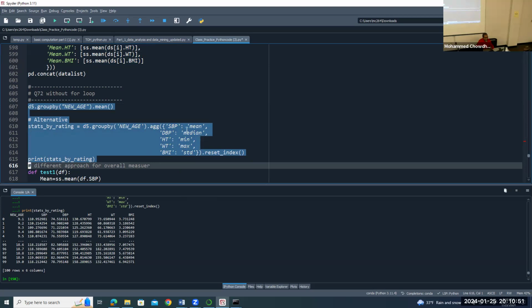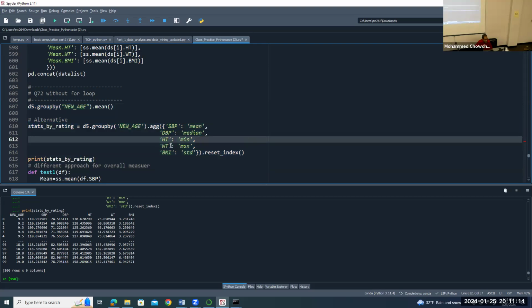So there is an aggregate function I put. You can also alternatively use just these things, but you have to use the group by. D5 is the data, and you group by new age, and then you find the aggregate, and then you find the mean, median, minimum, maximum, all of these things, you will get this. Okay, so let me run this.